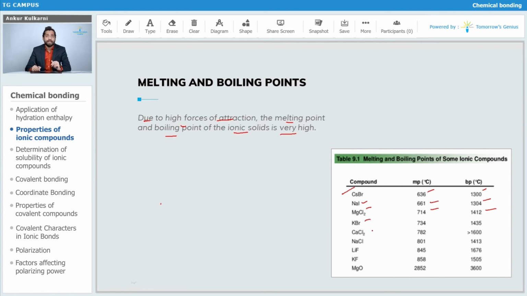You have potassium bromide, calcium chloride, sodium chloride, lithium fluoride, potassium fluoride, and magnesium oxide. If you look at the pattern, all of them have higher melting points and boiling points. All of the melting points are higher than 600 degrees Celsius. If you look carefully, the melting point in this table is increasing as you go down. Cesium bromide has the least, that is 636, and magnesium oxide is the highest, up to 2852. Such high melting and boiling points are only observed in ionic compounds.